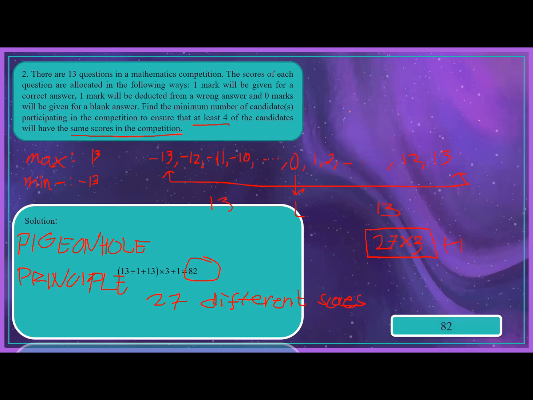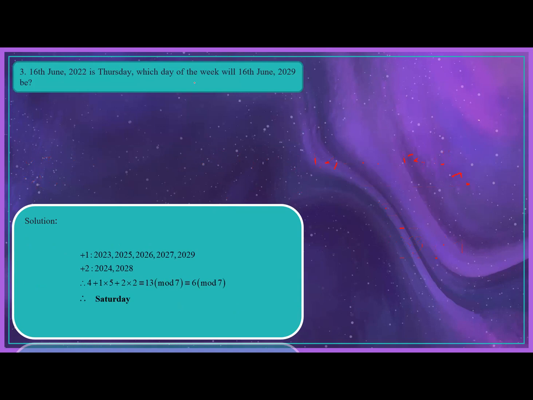So next, the 16th of June 2022 is Tuesday. Which day of the week will the 16th of June 2029 be? Okay, so we know that there are 2 leap years in this span. So 2022, this is, then 2023, 24, 25, 26, 27, 28, and 29. So our leap years would be 2024 and 2028. Okay.